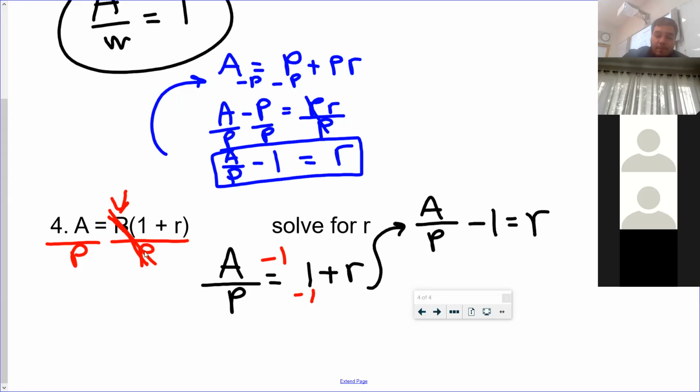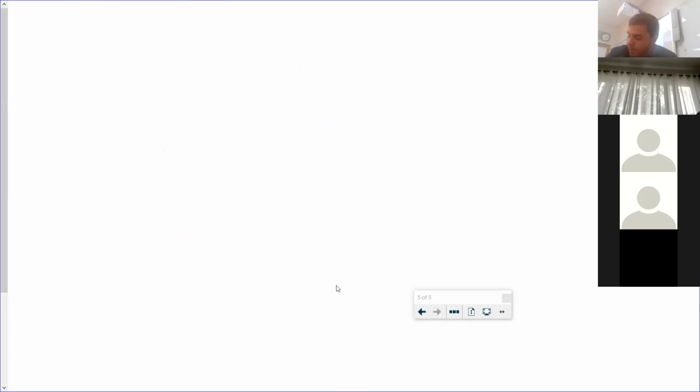Okay. Any more questions on this one? No. Okay. I'm going to move to the next page where I'll just pick one from the book for you guys for your exit ticket. I'll just make one up.